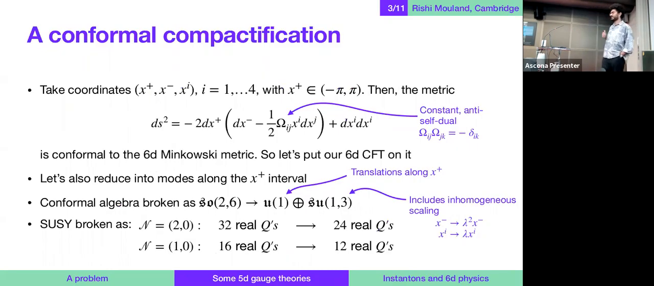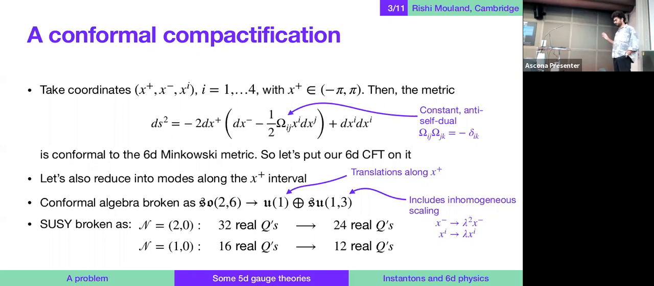although now I'm going to talk about some six-dimensional coordinates. I'm going to take these coordinates x^+, x^-, and x^i, where this x^+ runs over a finite interval of length 2π. And I've got this Ω_ij, which is constant and anti-self-dual and squares to -1. I'm just going to tell you that this metric is conformal to the Minkowski metric, so the same conformal class. And so to put a CFT on the Minkowski metric is to put it on this one.